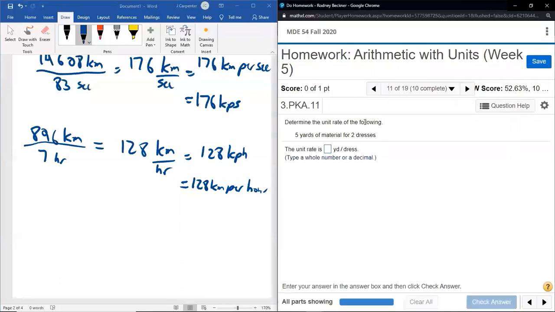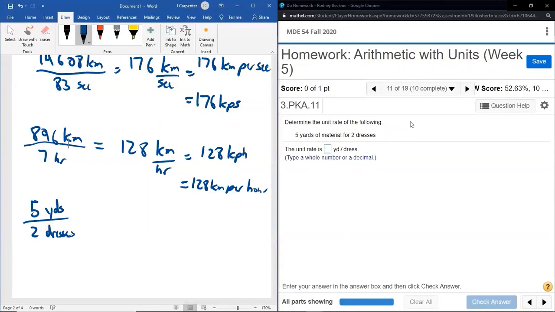All right, determine the unit rate of the following. Remember, unit rate means you're doing the division. You don't even have to try and reduce it. Just pull out a calculator. 5 yards of material for 2 dresses. So we're working on the outfits for this week's play or this month's play, whatever. 5 yards of material. You can write material if you want, but yards is good enough. And with that 5 yards of material, we need to make 2 dresses.